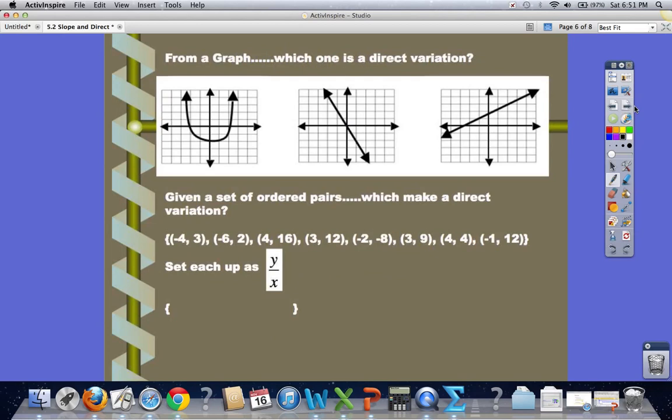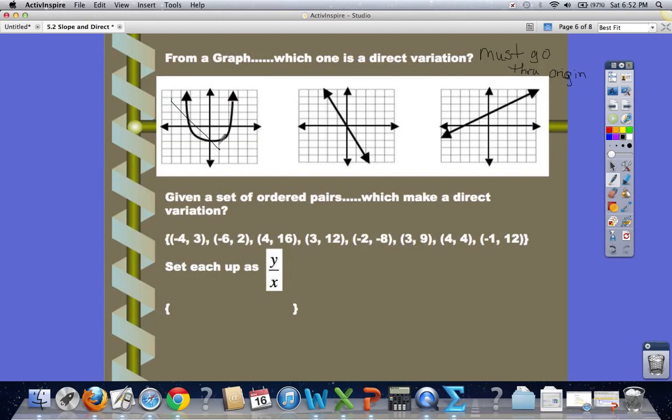All right, so now you're going to be looking at a graph. Okay, really, really easy to do the graphs. Which one is a direct variation? Remember, direct variations must go through what? Origin. That's right, and origin is dead in the middle of your graph. Okay, so which one goes through the origin? Which one goes to this point right here?